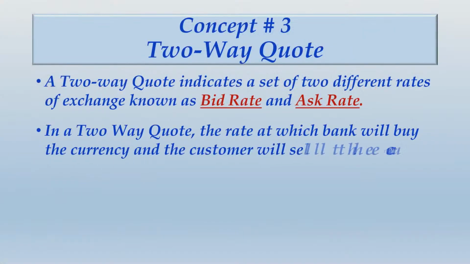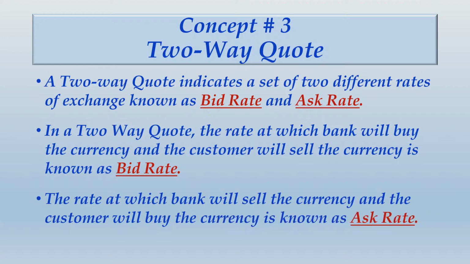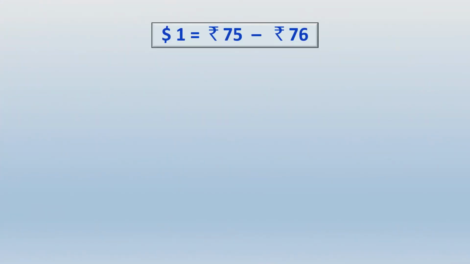In a two-way quote, the rate at which the bank will buy the currency and the customer will sell the currency is known as bid rate. The rate at which the bank will sell the currency and the customer will buy the currency is known as ask rate. Let me take you ahead and give this example.